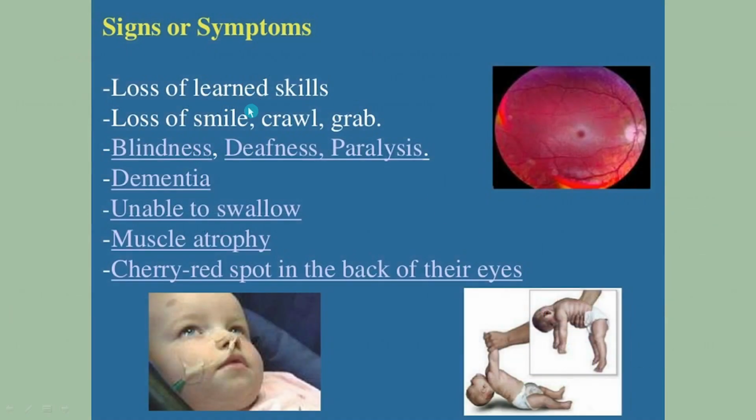Now, characteristic symptoms of Tay-Sachs disease are a loss of learned skills, loss of smile, growl and grabbing of the babies, blindness, deafness, paralysis, dementia, inability to swallow, muscle atrophy, and a characteristic cherry red spot on the retina at the back of the eyes. This cherry red spot is due to degeneration of the optic nerve. Correct? Because of this enzyme not working and accumulation of ganglioside GM2. So this is seen in Tay-Sachs disease.